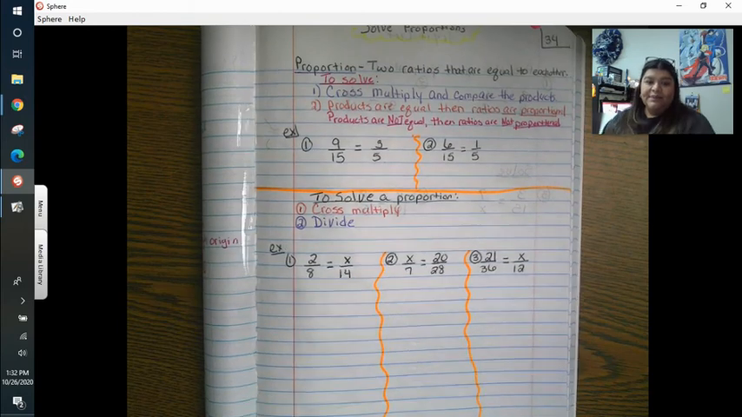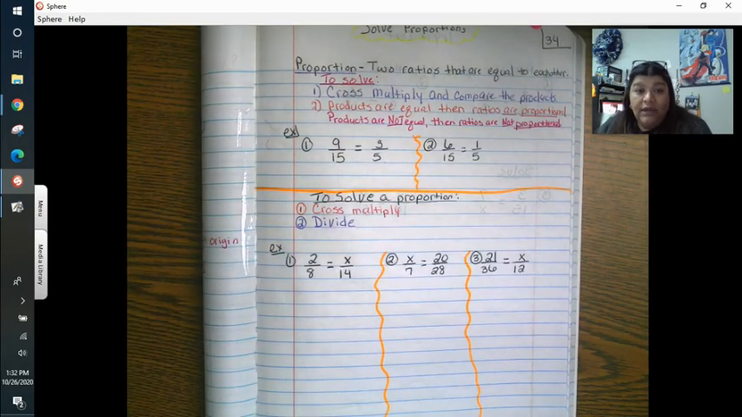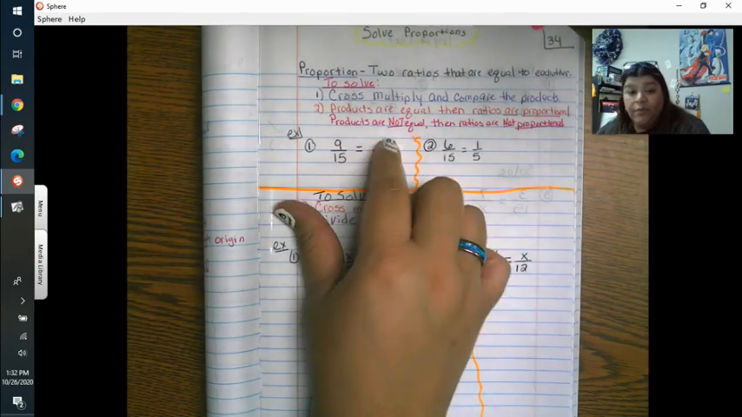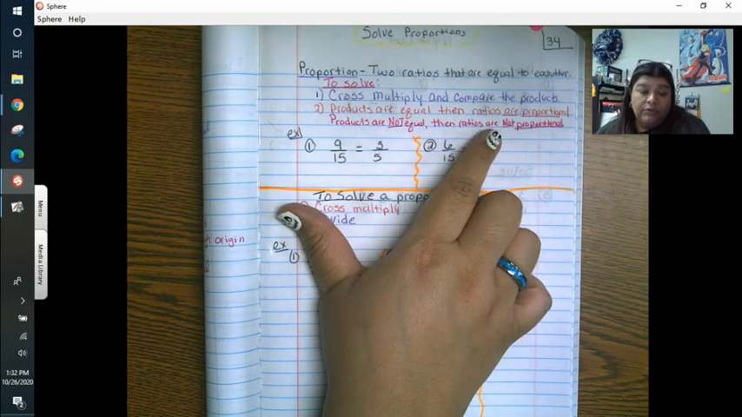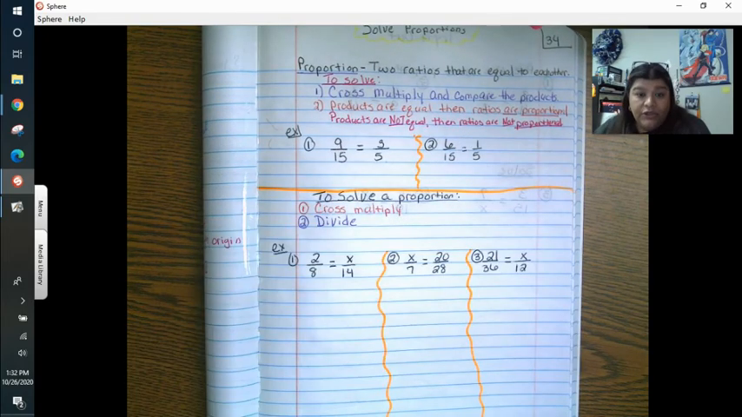All right. So I already went over what proportions are. It's when two ratios are equal to each other, like we just did on the previous days, okay? Now, to check and see if two ratios are equal or proportional, you can actually use their cross products. So in other words, I can go ahead and cross multiply and compare their products. If the products are equal, then they are proportional. They have a proportional relationship. If they are not equal, then they are not proportional, okay?